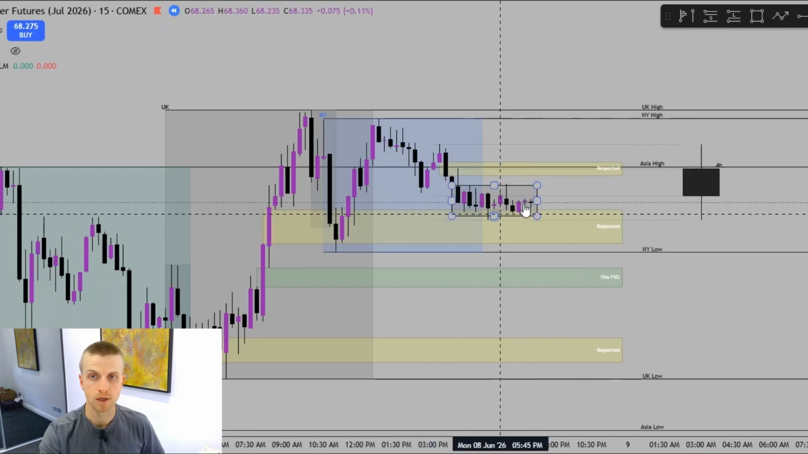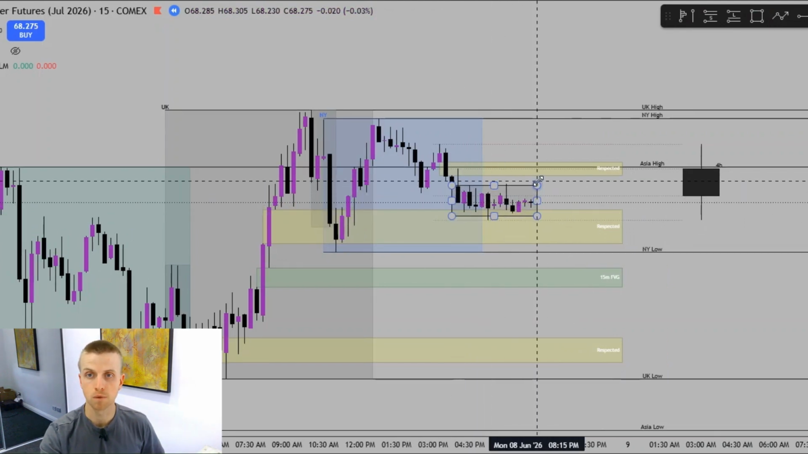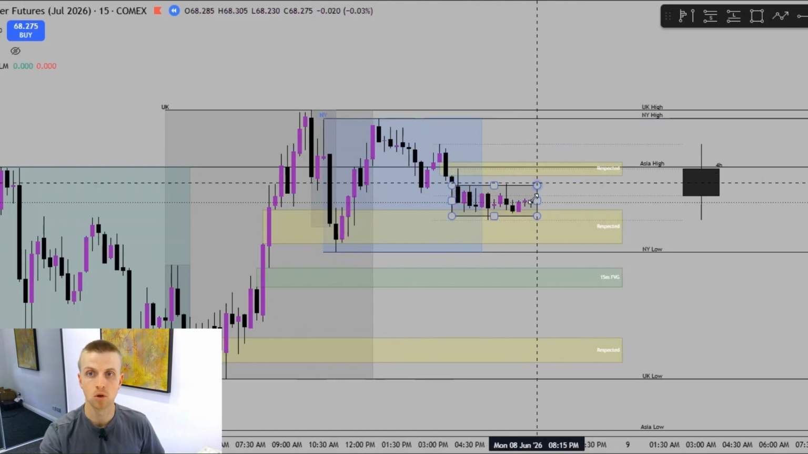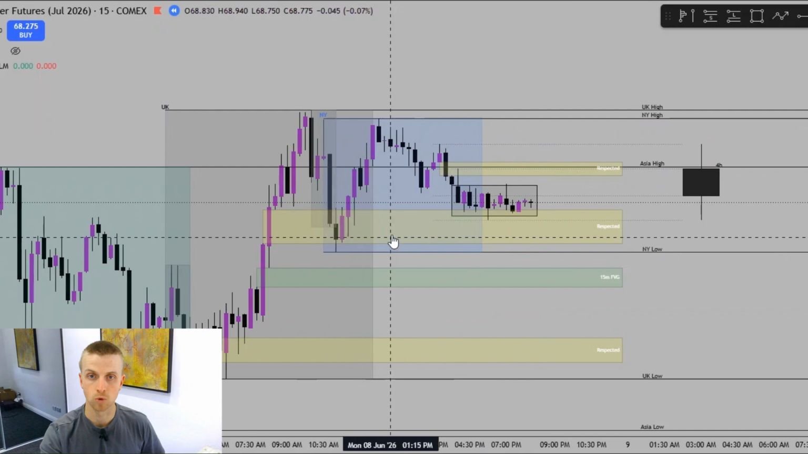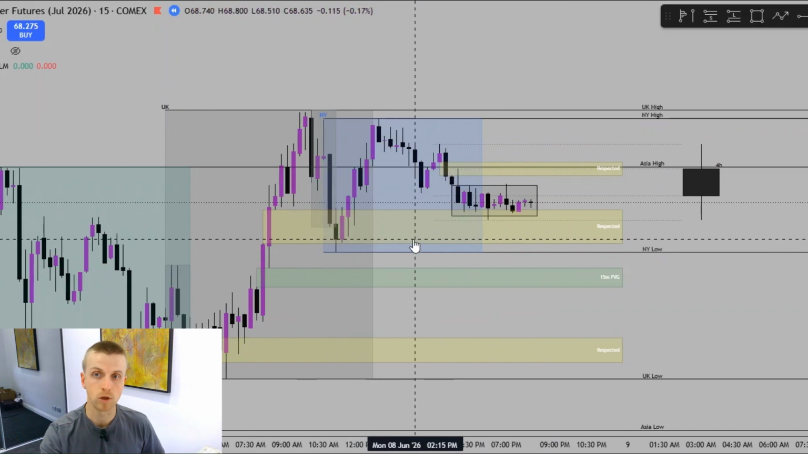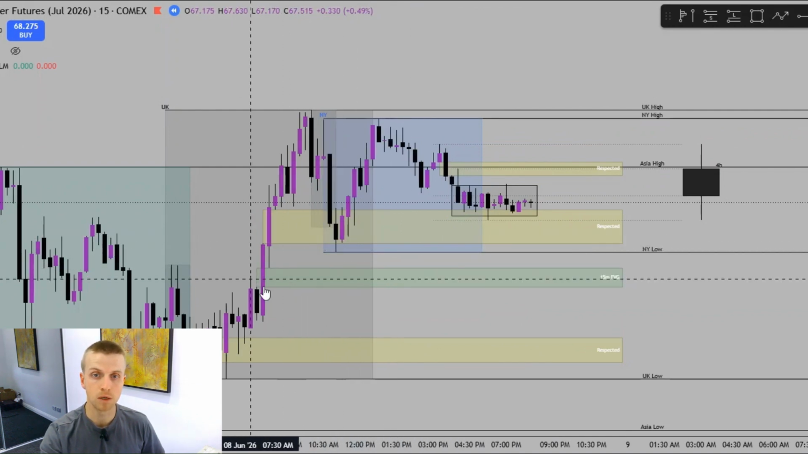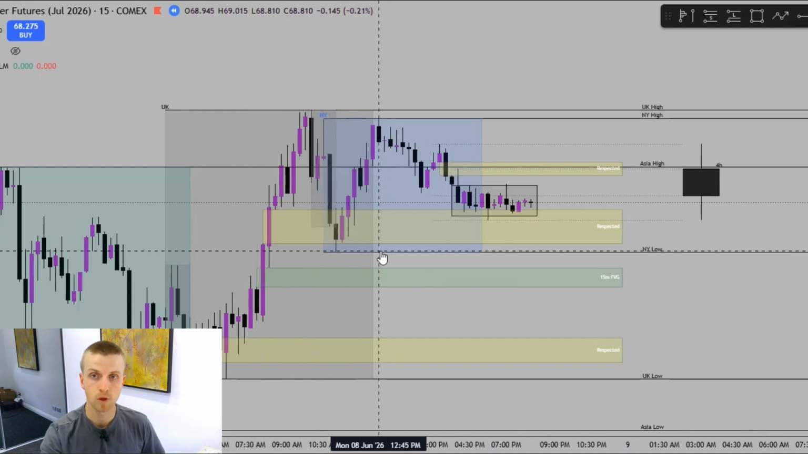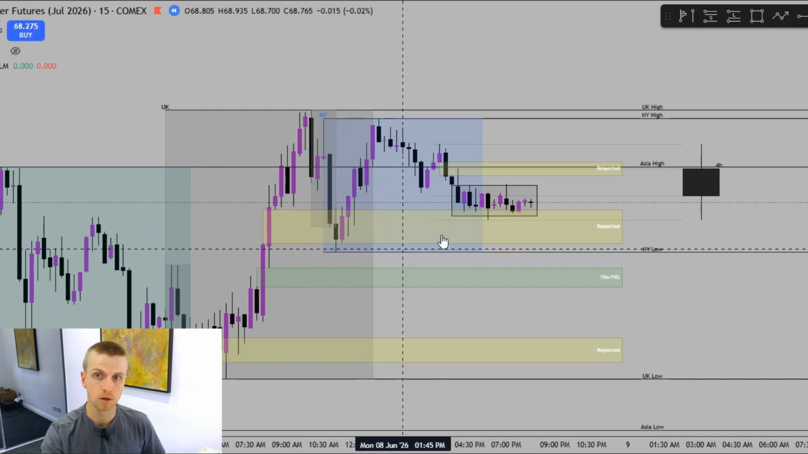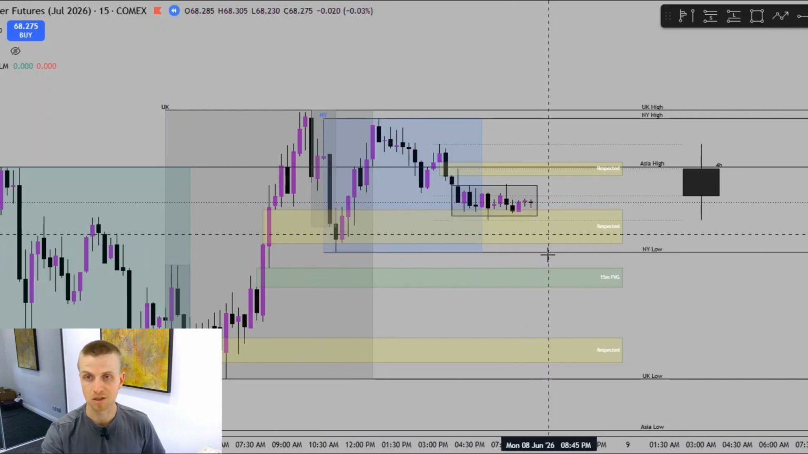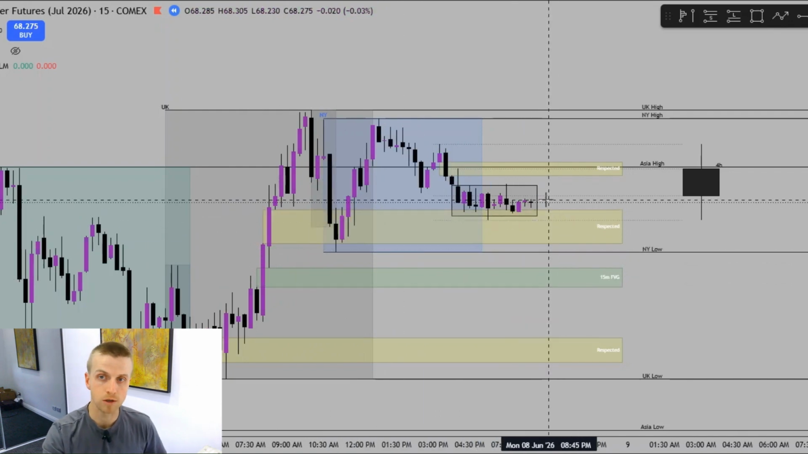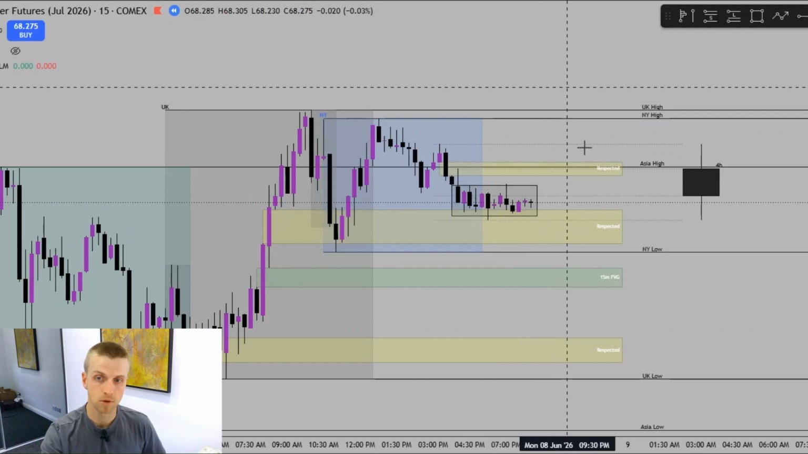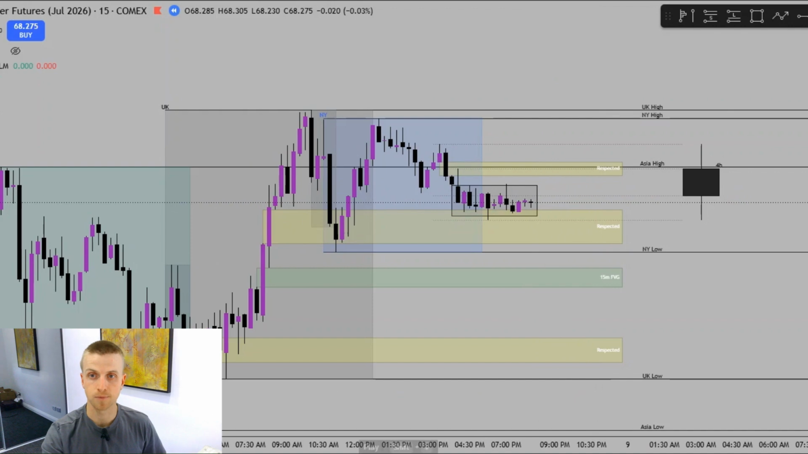Once we've identified that accumulation, we'd be waiting for price to either manipulate above session highs or below session lows. But in this example, we can already see that there's a 15-minute fair value gap below New York low. So the probabilities of the manipulation coming to the downside are much greater than they are for the manipulation to be going to the upside. So let's see how price plays out.